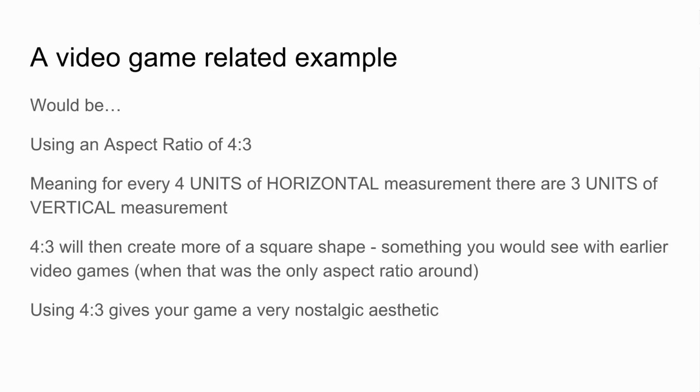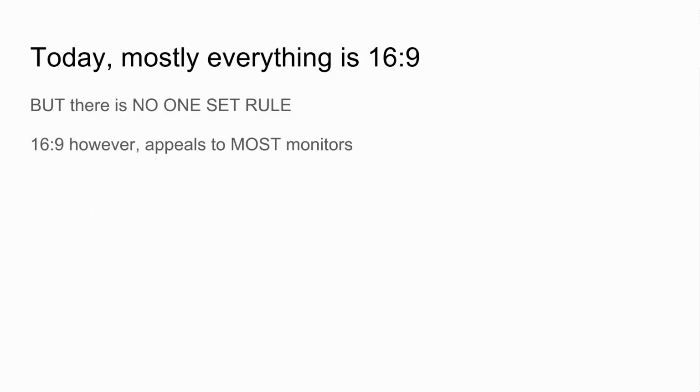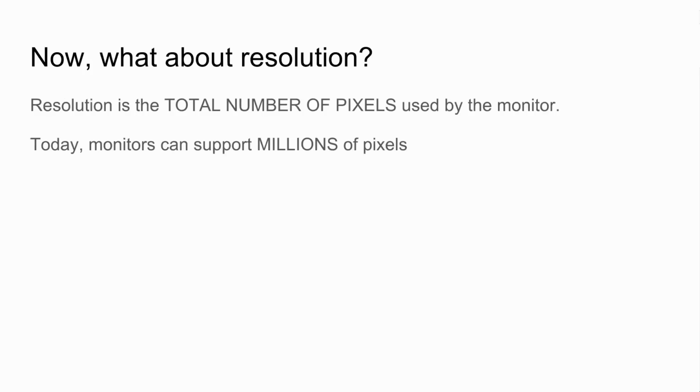4:3 will then create more of a square shape, something you would see with earlier video games, when that was the only aspect ratio around. Using 4:3 gives your game a very nostalgic aesthetic. Today, mostly everything is 16:9, but there is no one set rule. 16:9, however, appeals to most monitors.